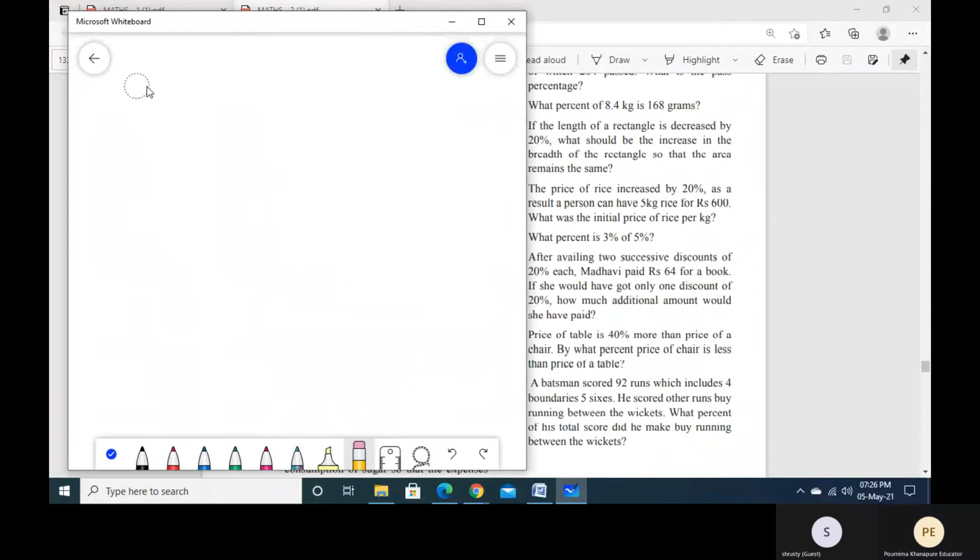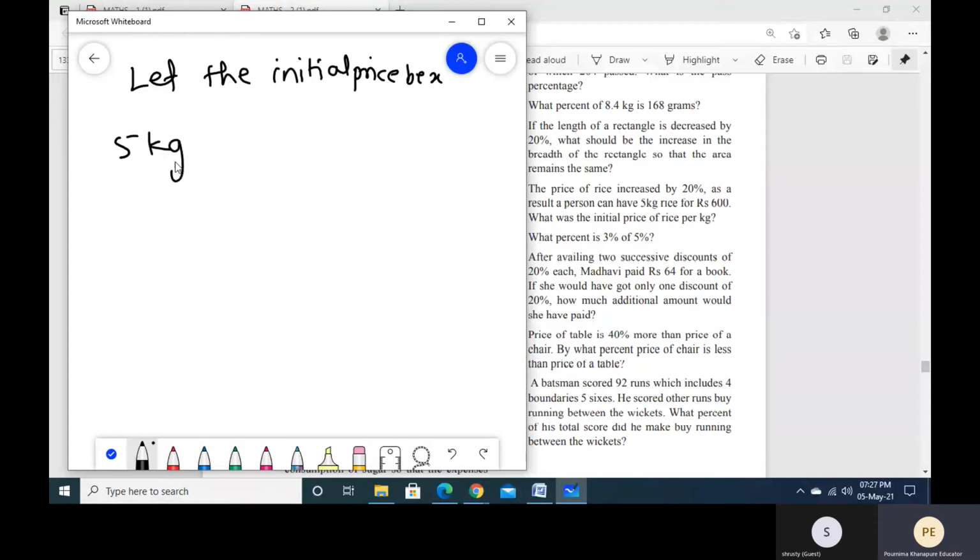Very easy. Now let the initial price be X. The person is getting 5 kg for 600 rupees, right? So 1 kg should be equal to how many rupees? 600 upon 5, that is 120 rupees. So for 1 kg, he is now paying 120 rupees.